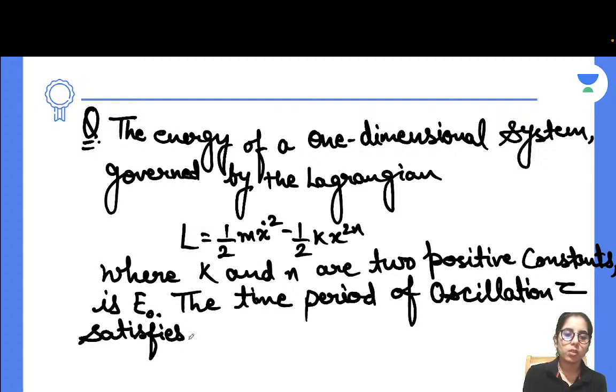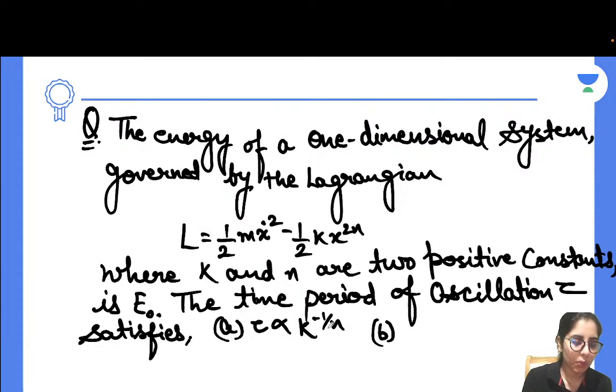And the options are: tau proportional to k to the power negative 1 over n. If something is not clear to you guys, you can surely mention it. I'll read it for you. Tau proportional to k to the power negative 1 over 2n, E naught to the power 1 minus n divided by 2n.